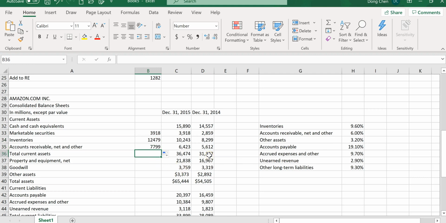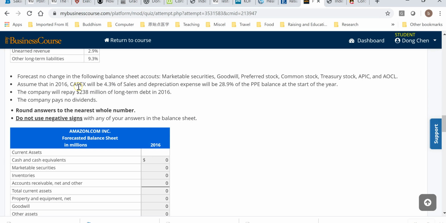And total current assets will be simply equal to the sum of cash, marketable securities, inventories, and accounts receivable. But since there's no cash yet, we can just leave this blank for now. And property and equipment, net, will be based on the net PPE. Basically, it will be based on the current level of the PPE, and then we add the capital expenditure. That's the new purchase of the PPE, and then we need to subtract the depreciation over 2016. So for the capital expenditure for 2016, we go back to the setup and we find that capital expenditure will be 4.3% of sales.